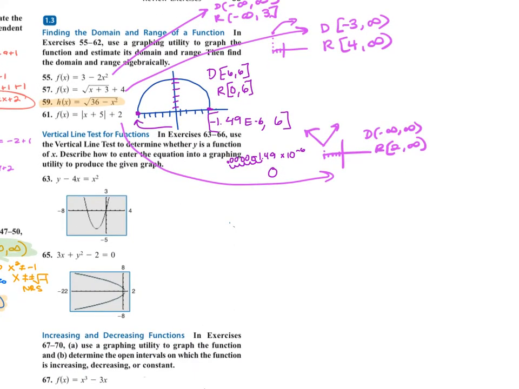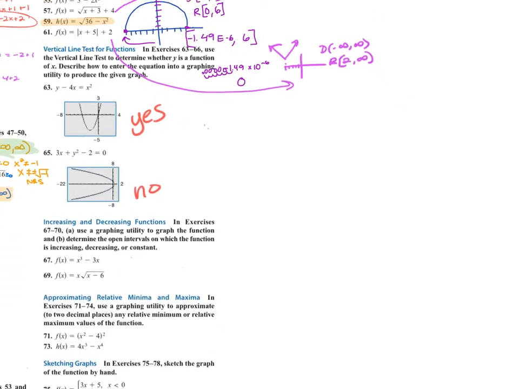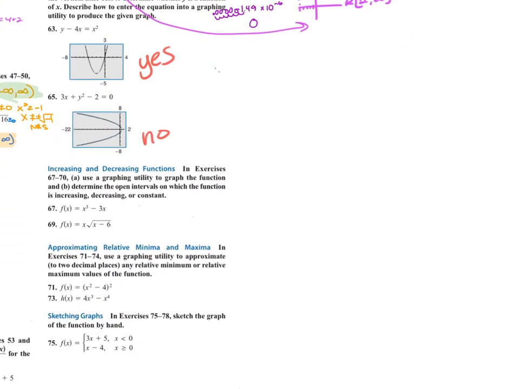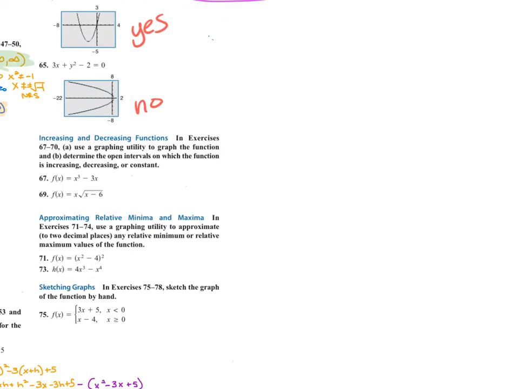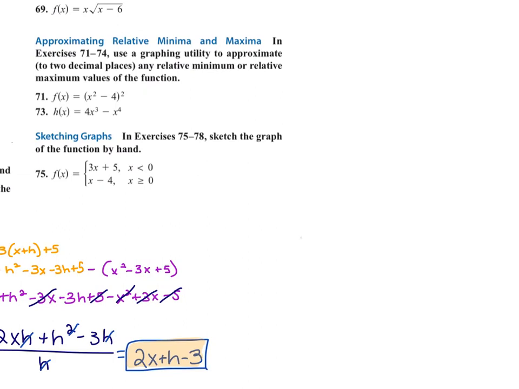63, vertical line test. This is the third way to identify if something's a function. This is a yes and this is a no. If the vertical line hits it at more than 1 point, it fails it, then it's a no. All right, increasing and decreasing behavior I'll work on when I get to the, I'll put these answers on. Same thing for max and min because I'll graph those. All right, this last one I'll do on this page.